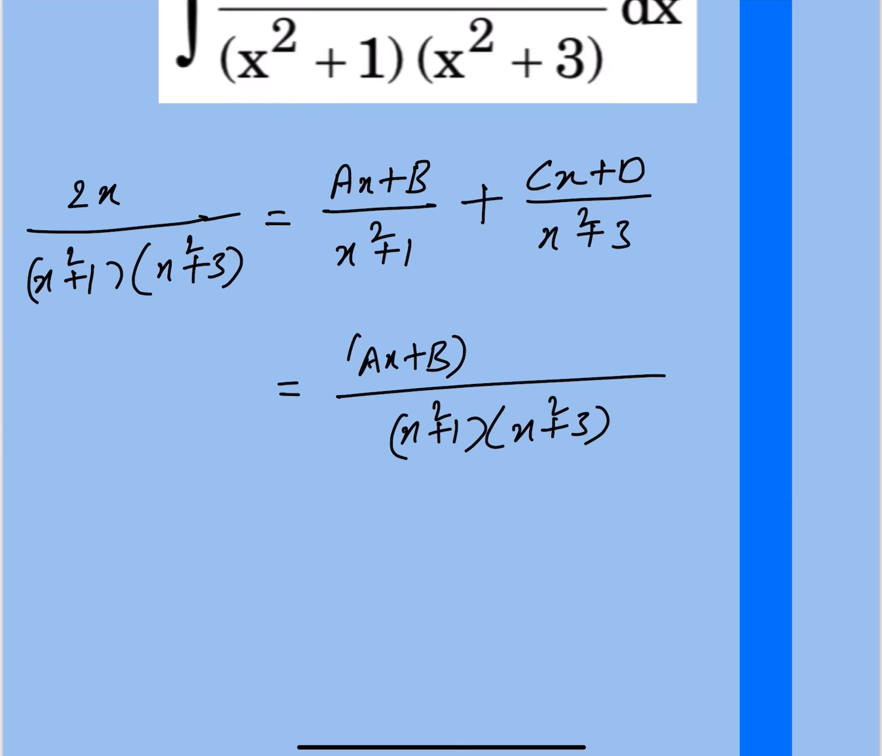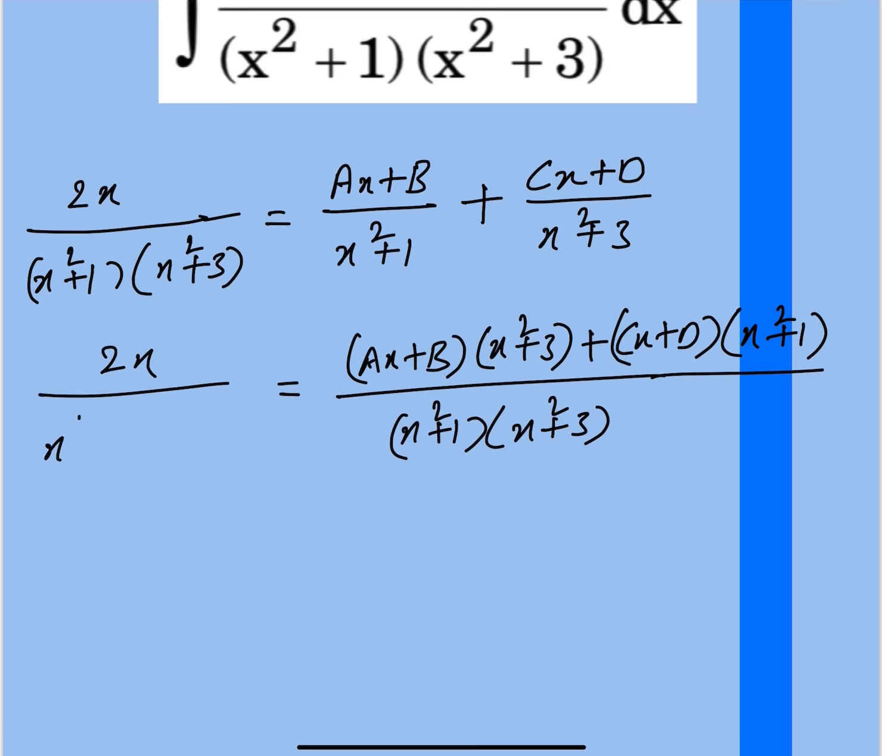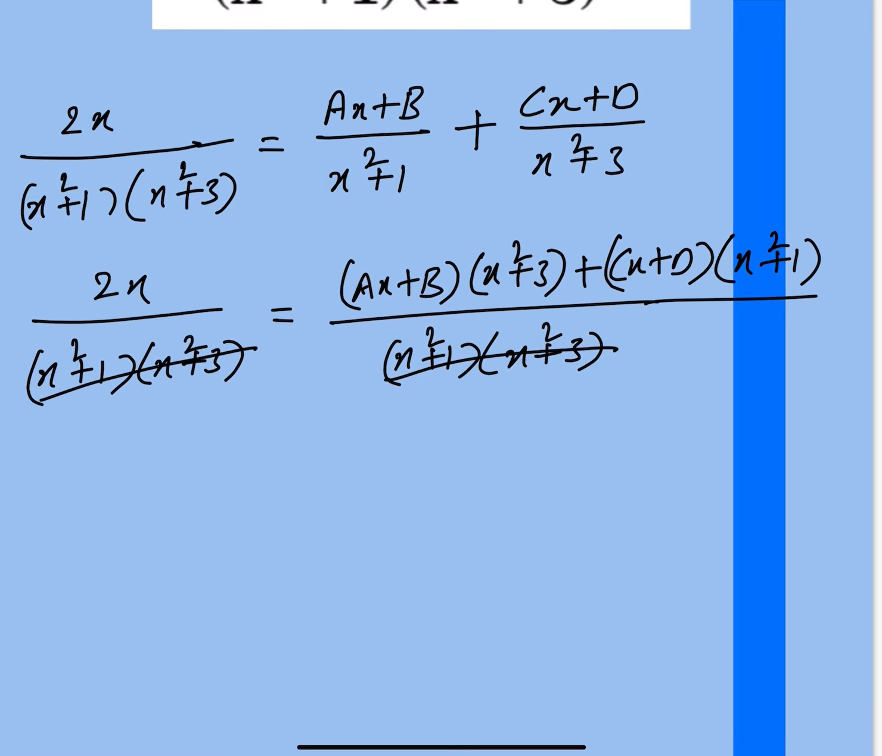So when you take LCM, you will get (ax plus b). Remember, put a bracket, else you will make a mistake. Plus (cx plus d) bracket, x square plus 1. Copy the left hand side as it is, no changes. Remember, this is again a 2 mark question, so it will not take much time. It just looks a little lengthy.